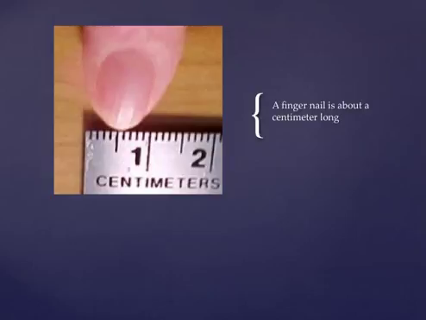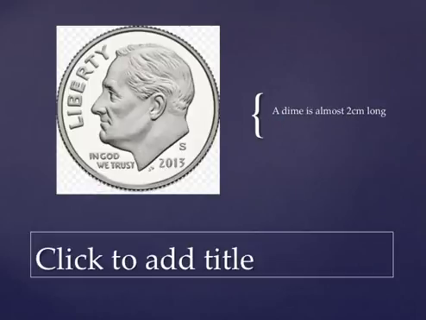Now let's take a look at a centimeter. So we've zoomed into our meter stick and we're looking at just part of it, and we're looking at 1 centimeter. And a fingernail is about a centimeter long. So that gives us an idea of how long a centimeter is. A dime is about 2 centimeters long.